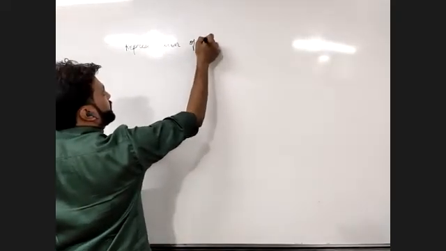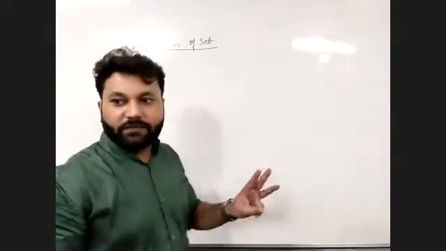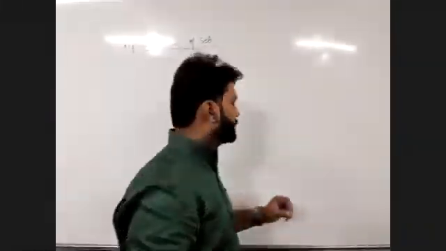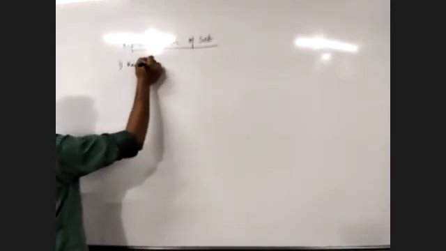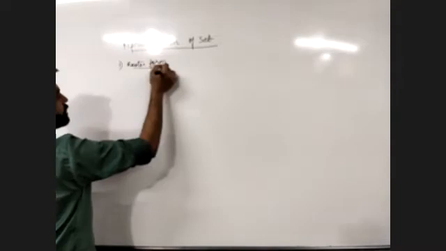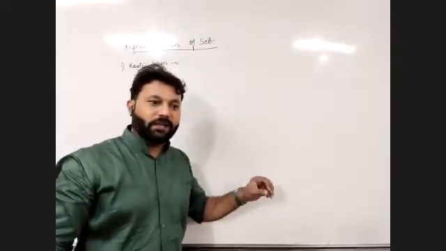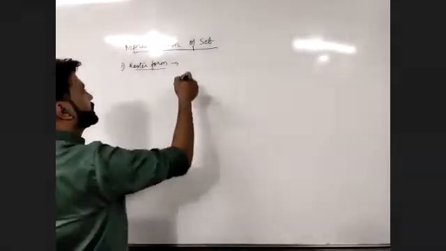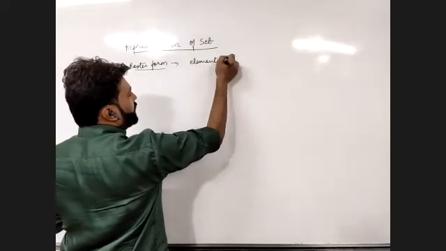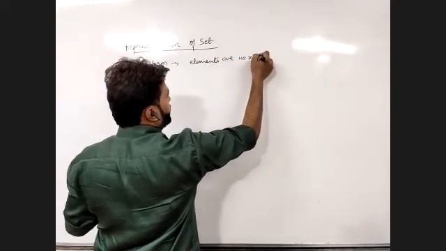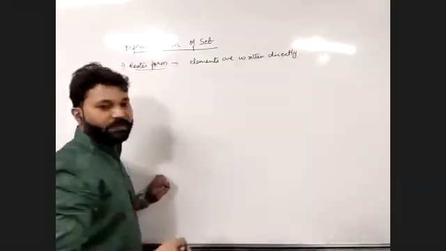Next is representation of set. There are basically three ways to represent a set. The first one is the roster form. What is roster form? In roster form, we directly write the elements of the set. Elements are written directly, enclosed within curly brackets.